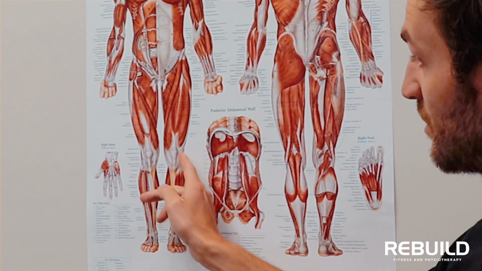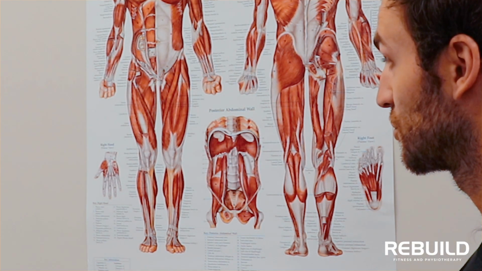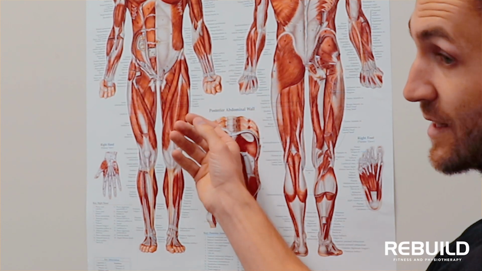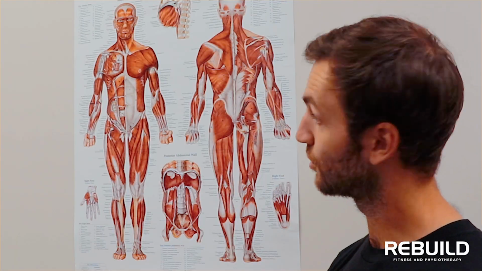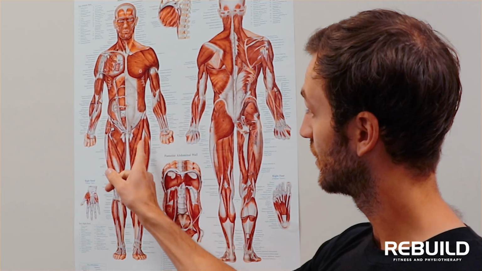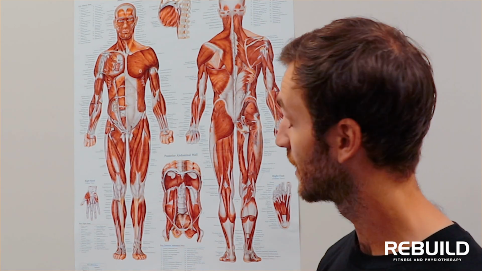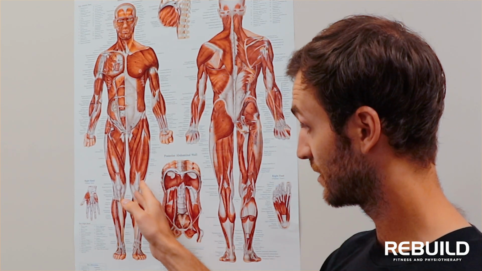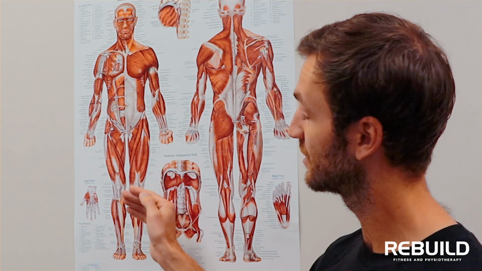Now, one of the common myths about the IT band is that it's a muscle. That is not true. The IT band is actually just a band of fibrous tissue that connects two different muscles to the outer part of the knee. Those two muscles are your tensor fascia lata, or the TFL, and your lateral quadricep, or your vastus lateralis. These two muscles will indirectly tighten the IT band because of their attachment into the IT band.